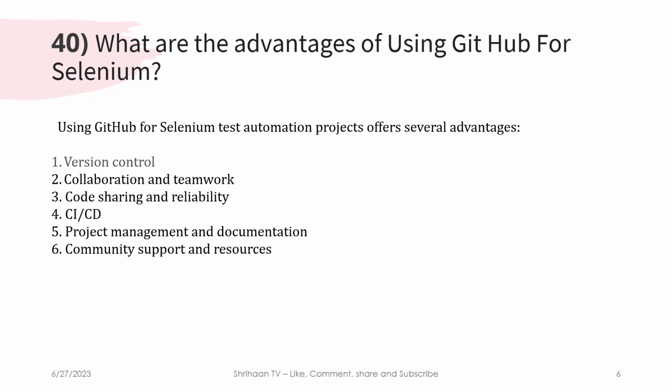And team members can review code changes, they can suggest improvements also, and discuss issues within the repository so that we can ensure high quality test automation code. This is one of the advantages, collaboration and teamwork, for GitHub.